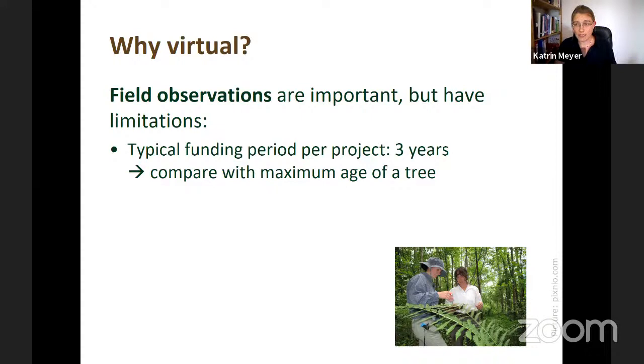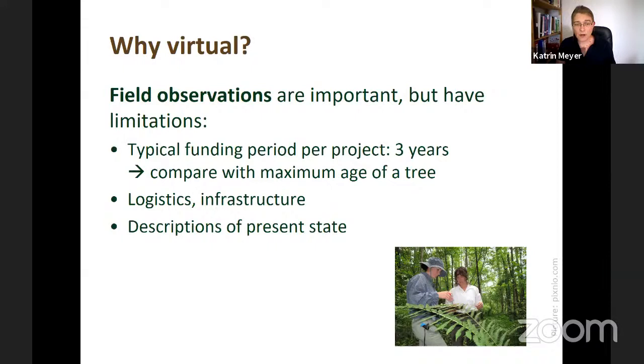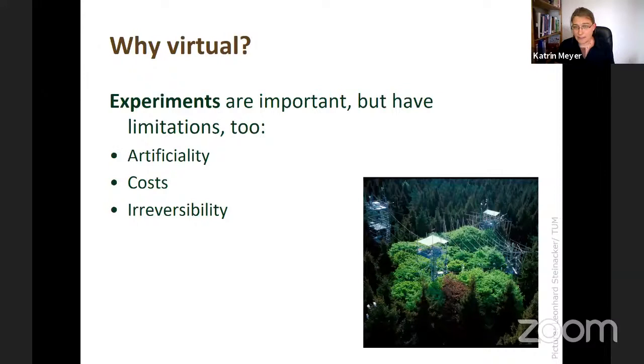Then a problem is also logistics, infrastructure can be challenging for these field observations. It's expensive, it costs something. And usually field observations can only be used to describe the present state of the ecosystem, of the forest. It's difficult to derive predictions from that and maybe also recommendations for management. So what can you do? You could do experiments. That's probably what you would say. Why don't we do experiments? This is something to also move towards what if scenarios, not only describing the present state.